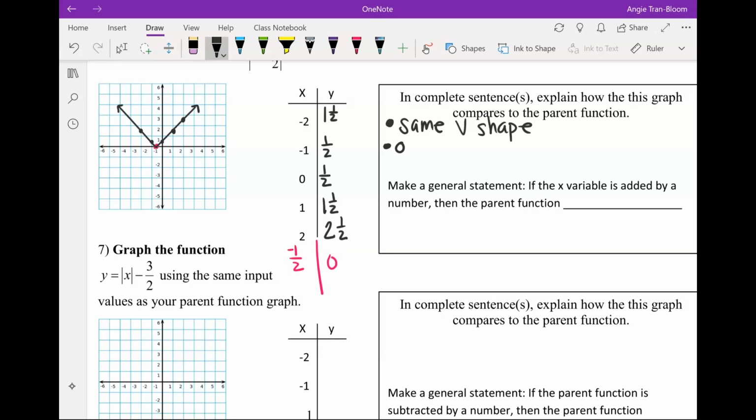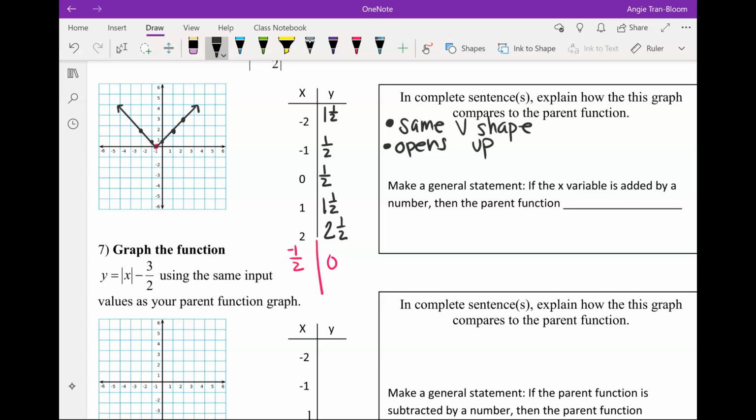Same V shape. Open and still opens up. Still opens up. Give me one thing. Cushion from the parent. Talk to your team. I know. If you are unsure, what do you think?